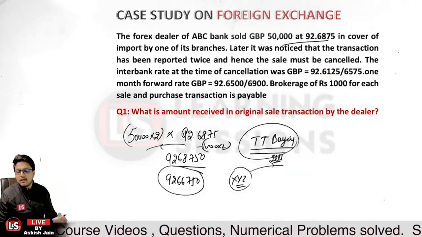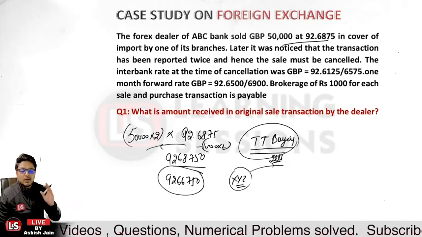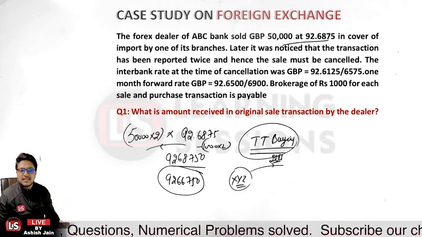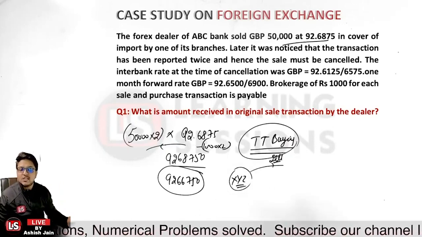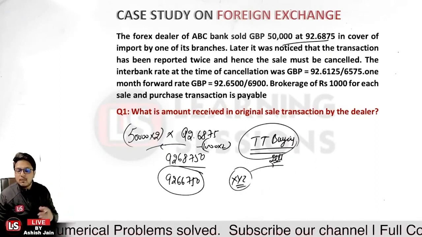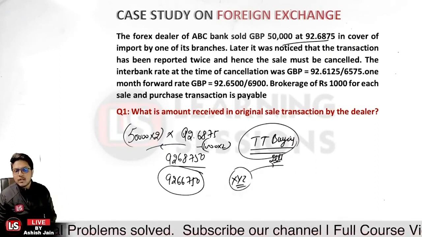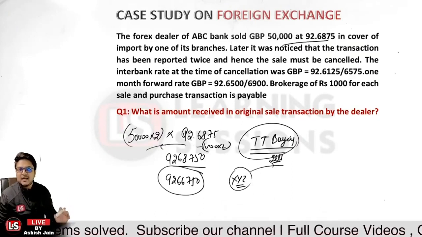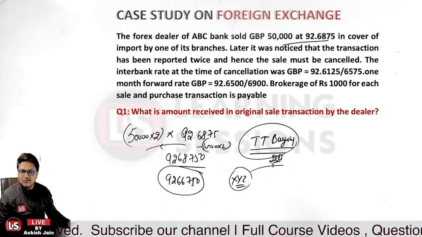Now just think of it from the point of view that the bank is acting as a customer, and they want to sell the GBPs. So what rate shall be quoted? It will be the buying rate that shall be quoted. That is a TT buying rate that will be applicable.